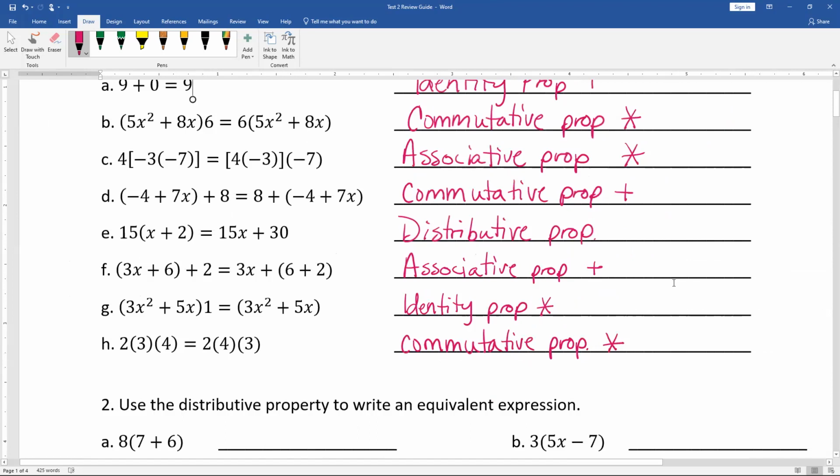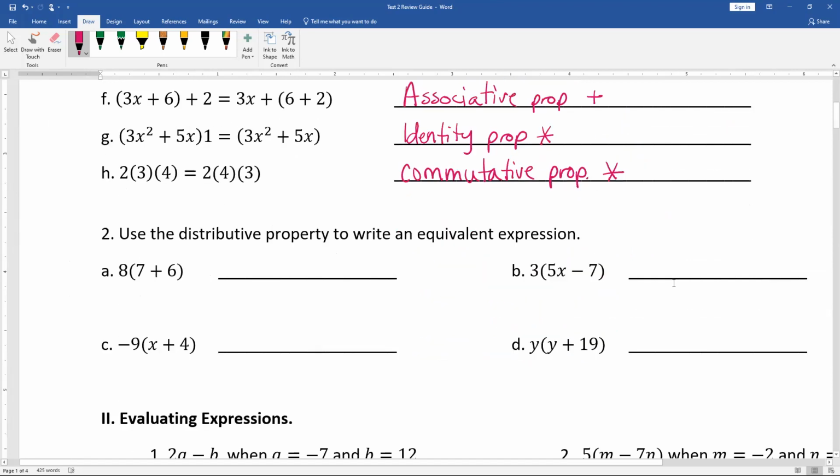And y'all got this. Okay, so for part 2, you have some practice using the distributive property to write an equivalent expression. So remember, an equivalent expression means it looks different. It may have different numbers, but its value is equal. So for A, we don't have any variables. So this is just a nice segue into this. If I was going to use the distributive property here, what would that look like? 8 times what? And what goes between those two? The plus sign.